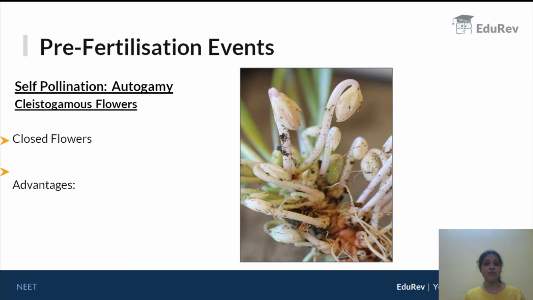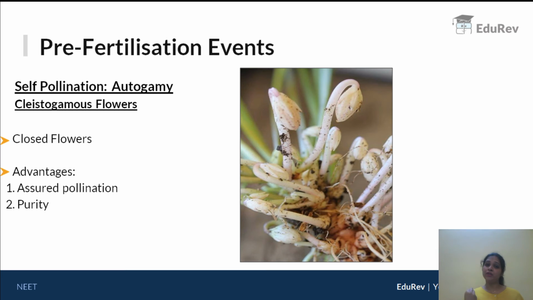Now there are some advantages of having such a type of pollination. The first thing is, I'm sure pollination will occur. So there's assured pollination. Assured pollination also assures me fertilization, also assures me that I will get some seeds. So there's assurance of seeds in this case. And the second is you will have purity of the trait that you have. For example, if it's a homozygous plant, it will continue remaining homozygous. That is really important sometimes when we have breeding programs. We want to maintain purity of the breed. So those are the advantages.